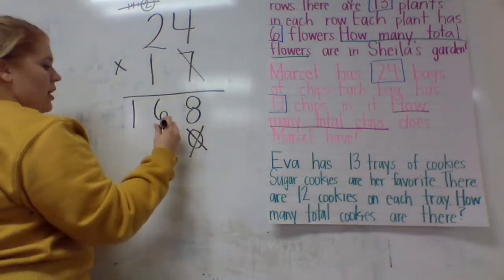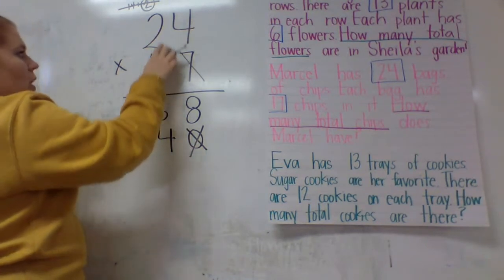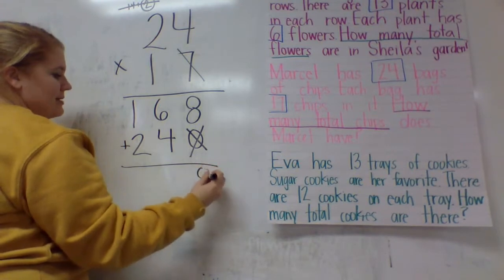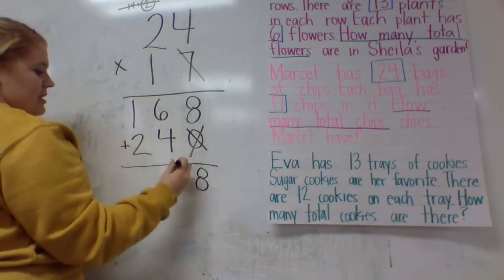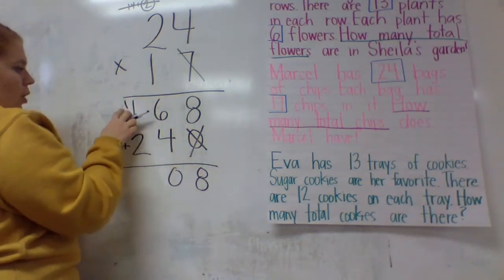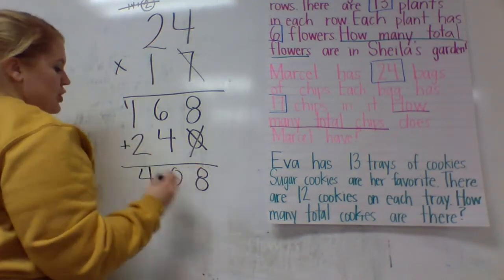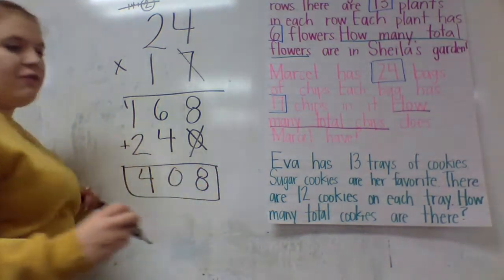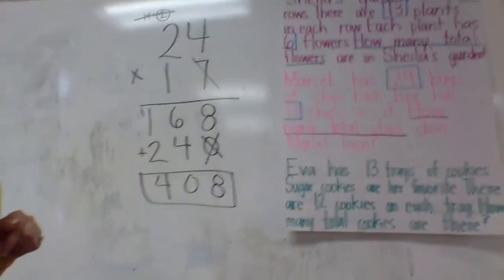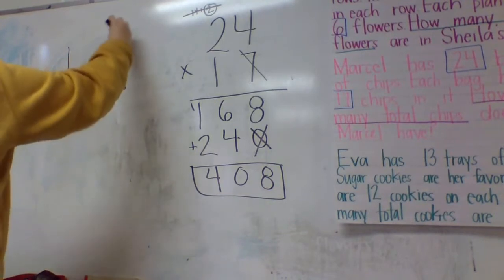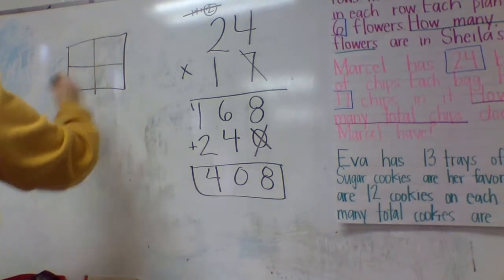1 times 4 is 4. 1 times 2 is 2. When I add these up, 8 plus 0 is 8. 6 plus 4 is 10. Carry my 1. 1 plus 1 is 2. Plus 2 is 4. So it looks like my answer is going to be 408. I'm also going to do this with an area model. It's a 2-digit by 2-digit, so I'm going to have a 2 by 2 box.